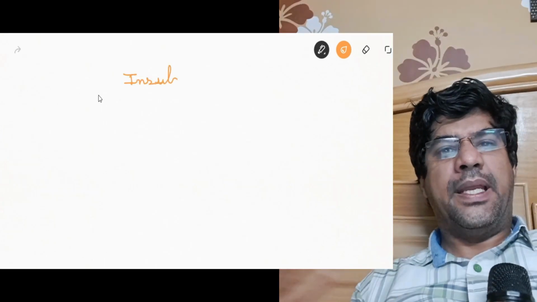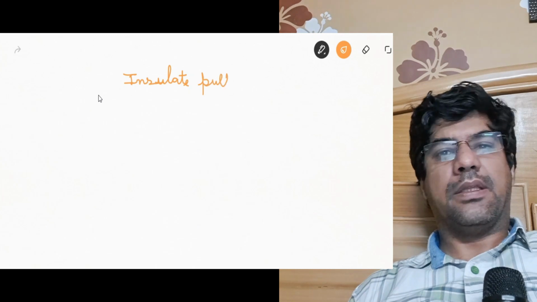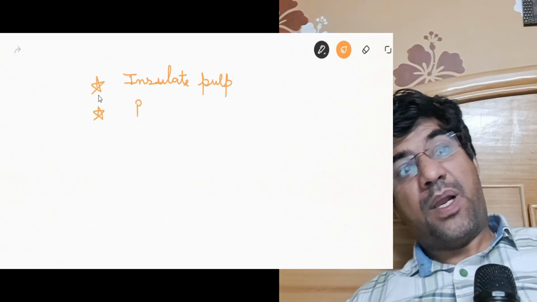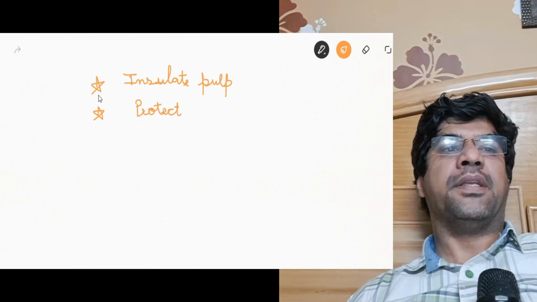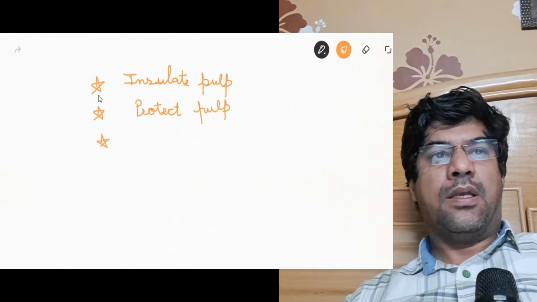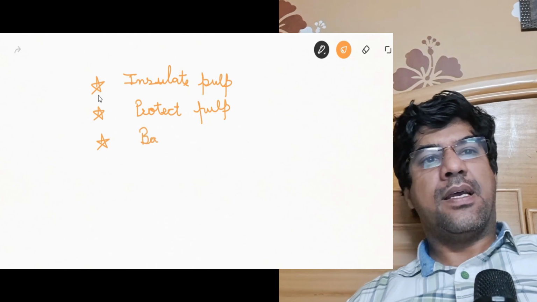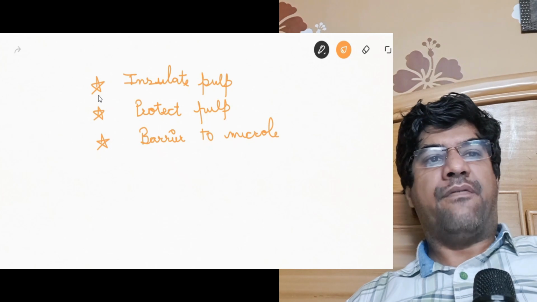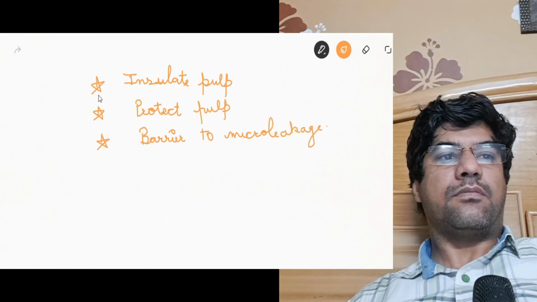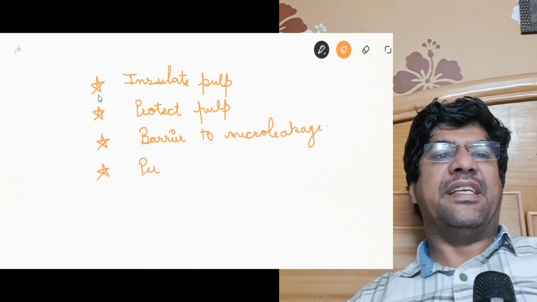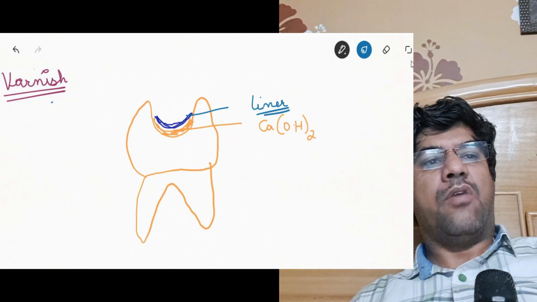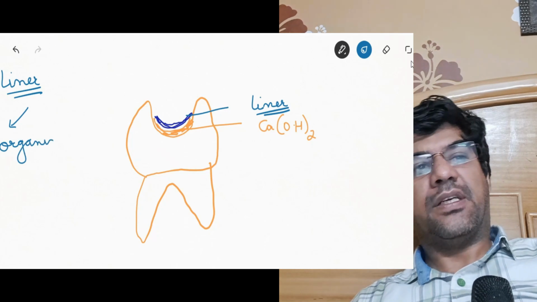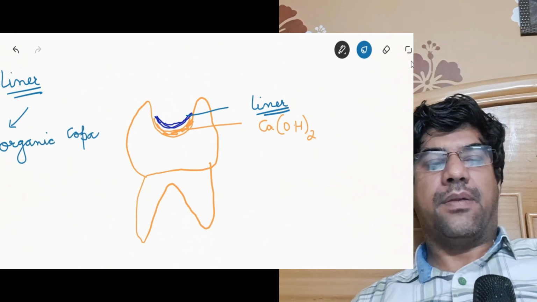Now, the materials that we use for pulp protection have the main function to insulate the pulp, protect the pulp in case of a deep carious lesion, and act as a barrier to prevent microleakage and prevent the bacteria and toxins from affecting the pulp. So how do we classify these pulp protective agents? We can classify them as cavity sealers, varnish, liners or bases.